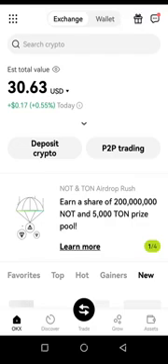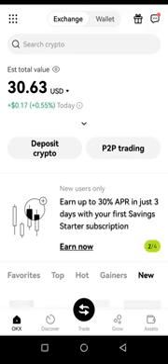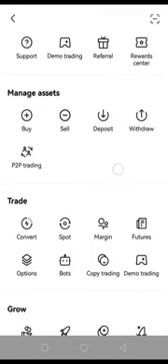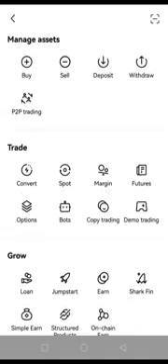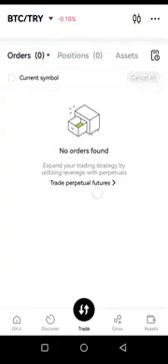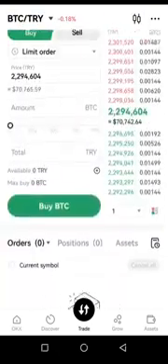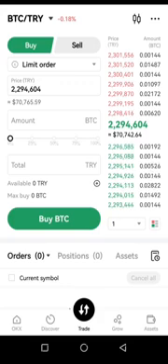So I am right here in my OKX menu. I want to come right here to the main menu, and then go to the trade section right here. I'm going to tap on spot trading, and at this point I'm going to see this menu right here. The next thing now is I want to select the trading pair I want to work with. This is the trading pair right here.